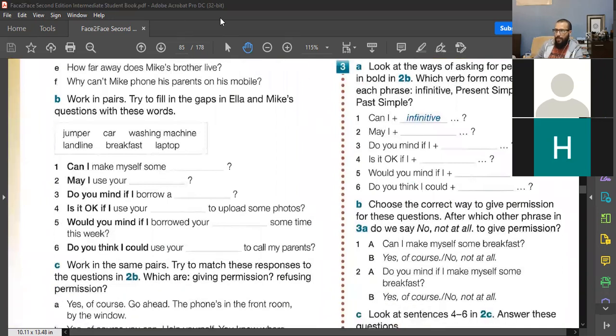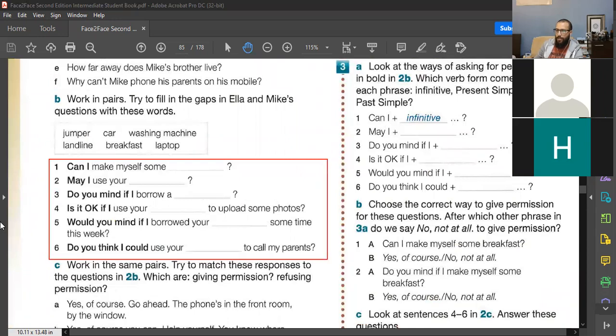Let me put it in a box here. Here it is. So you can use these questions to ask for permission. For example, can I make myself some breakfast? May I use your washing machine? Do you mind if I borrow a jumper, for example? Is it okay if I use your laptop? Would you mind if I borrowed your car? Do you think I can use your phone? So all of these are different ways to ask for permission.